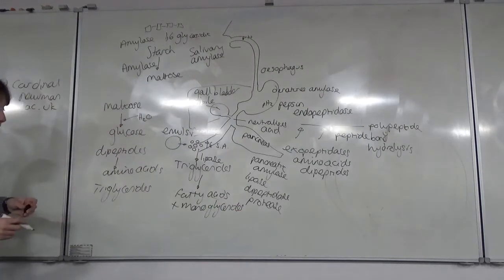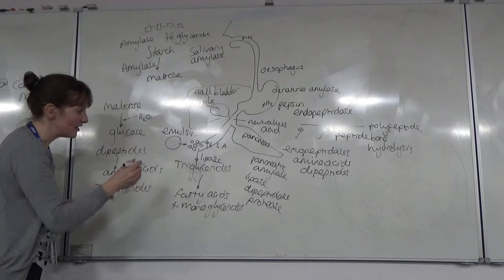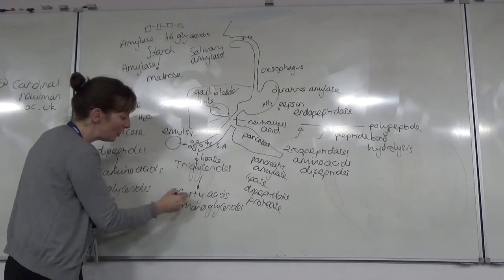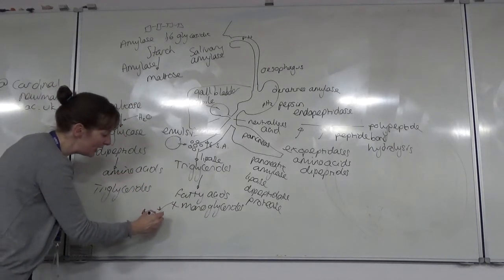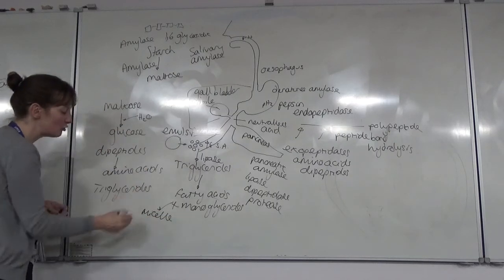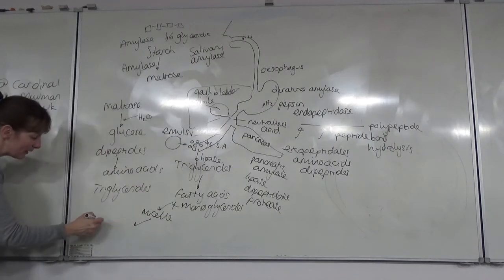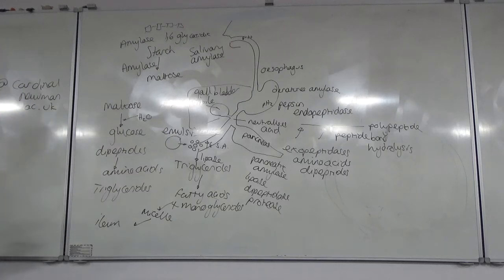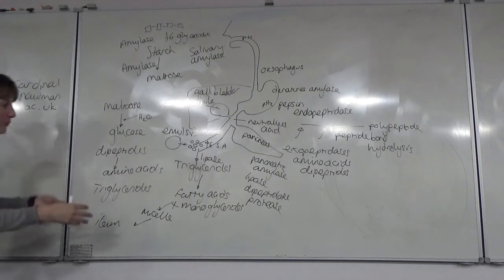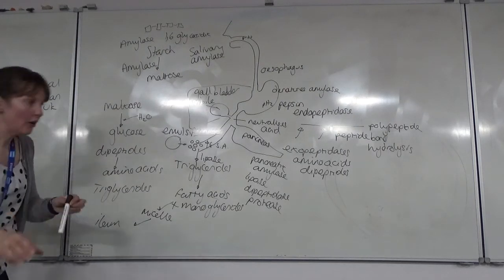So fatty acids and monoglycerides are the products of the lipase hydrolysis of triglycerides. Once you've got those, they then come together to form what's called a micelle. The micelle then travels to the ileum, and it's at the ileum that we're going to now start thinking about absorption.